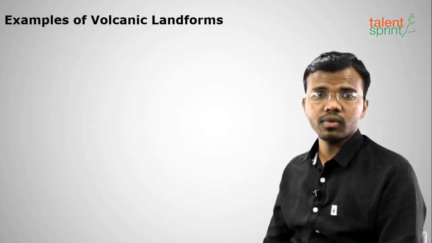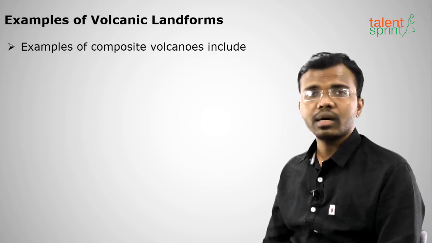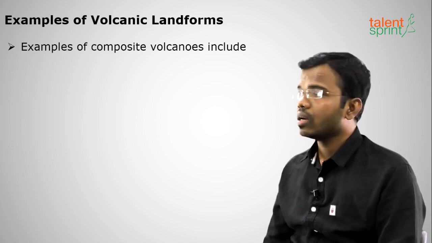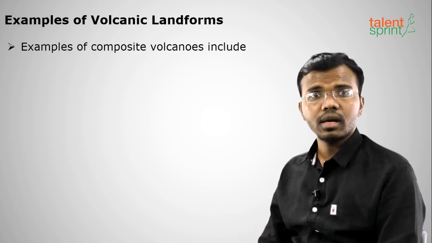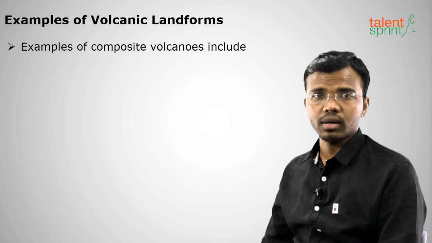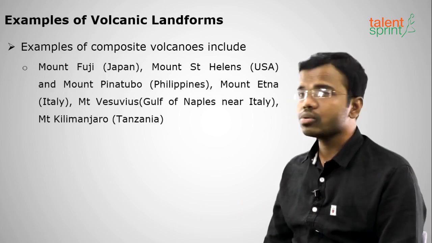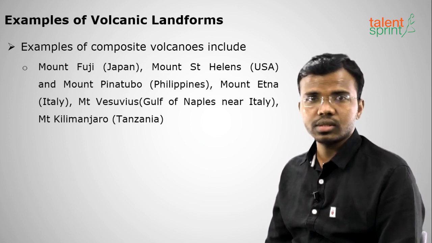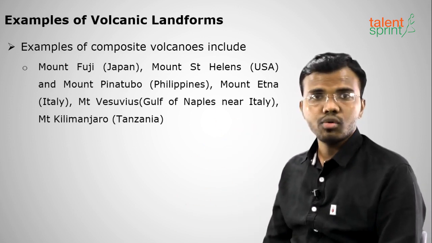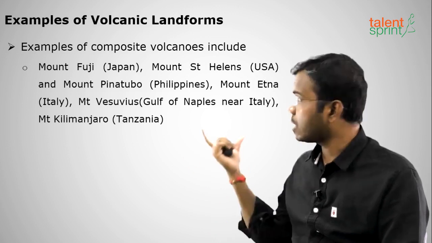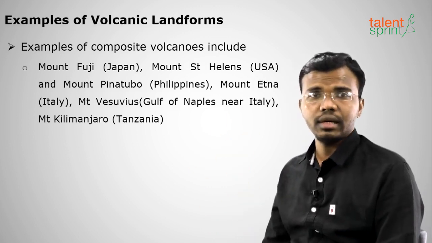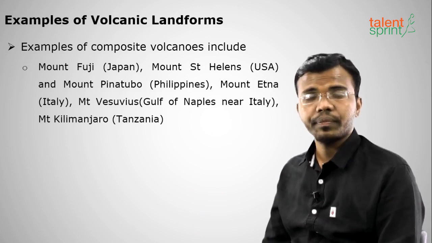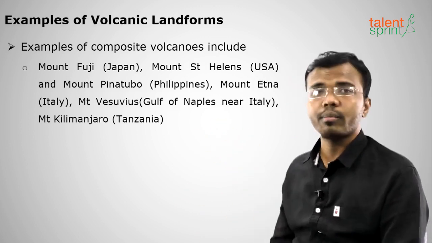Moving on to examples of volcanic landforms. So there are some volcanoes which repeat every year. Those which repeat are called active volcanoes, which don't repeat are called dormant volcanoes. So composite volcanoes include Mount Fuji of Japan, Mount St. Helens of USA, Mount Pinatubo of Philippines, Mount Etna, Mount Vesuvius of Italy, and Mount Kilimanjaro of Tanzania. Okay, these are some of the examples of composite volcano.